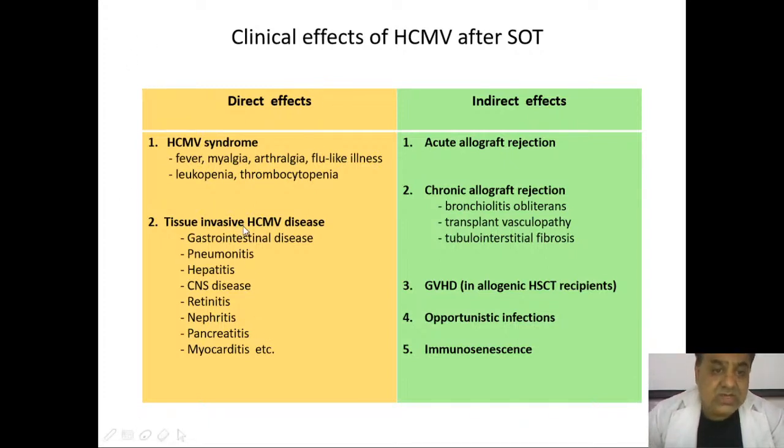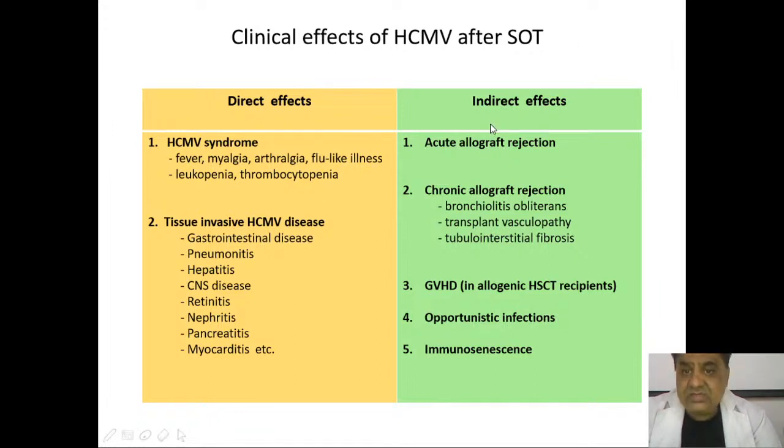Then there is tissue invasive disease, where CMV causes, in the GI tract, colitis, and also pneumonitis, hepatitis, encephalitis or meningoencephalitis or meningitis, retinitis, nephritis, pancreatitis, myocarditis. Any of these, of which the most common tissue invasive disease in transplantation recipients is colitis, the GI involvement. These are direct effects of CMV by the virus itself.